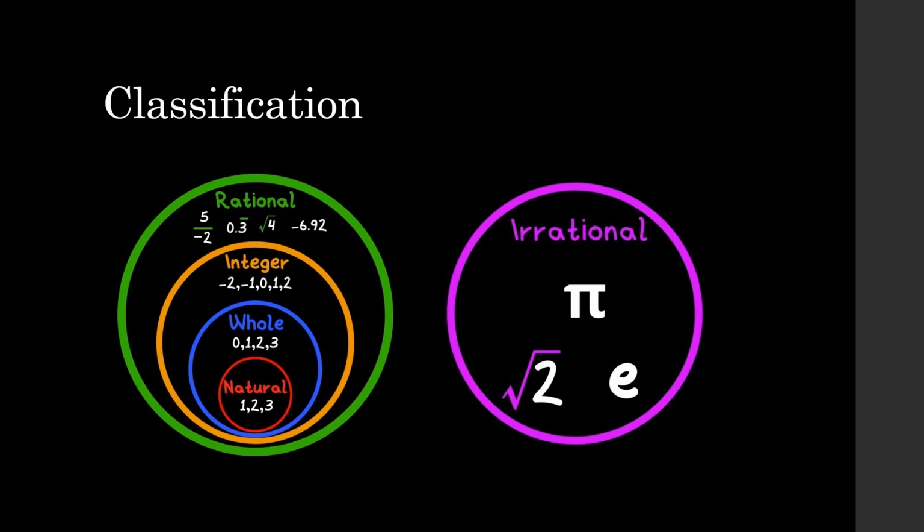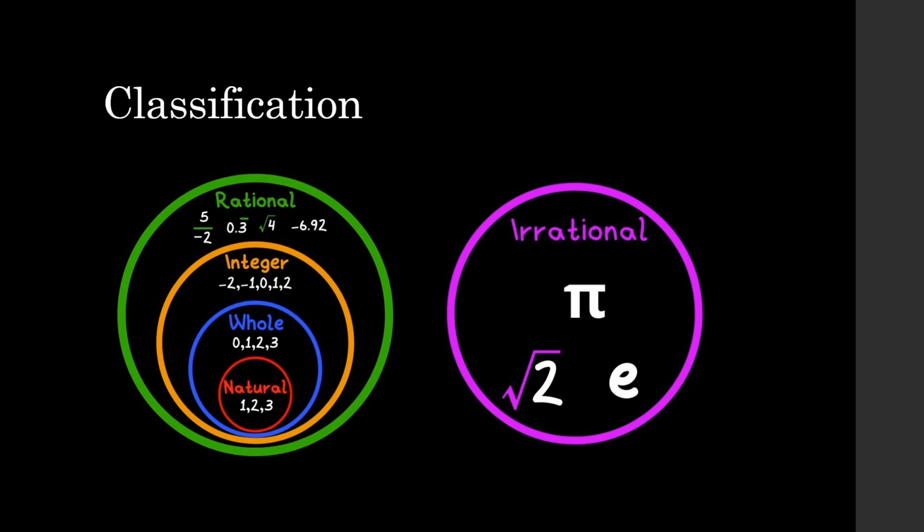Then comes the rational numbers. In rational numbers, the decimal numbers or fraction numbers are also included, like numbers that can be written in the form of p upon q, where denominator is not equal to 0. Examples 1 by 2, 5 by 4, 12 by 6. So these are the examples of rational numbers. Rational numbers can also include negative numbers like -5 by 2, -6.92.